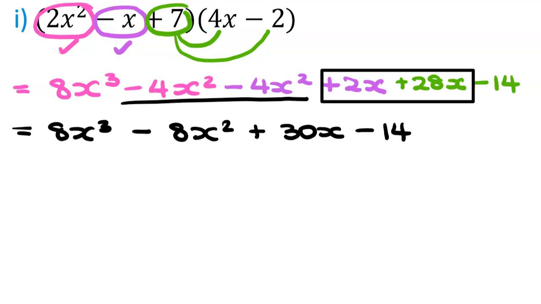Remember, we can't do any more like terms now because this is an x cubed term, the next one's an x squared term, the next one's an x, and the last one's a number. So we've finished that question. We made sure everything in the first bracket multiplied with everything in the second bracket. We simplified things down. Well done, everyone.